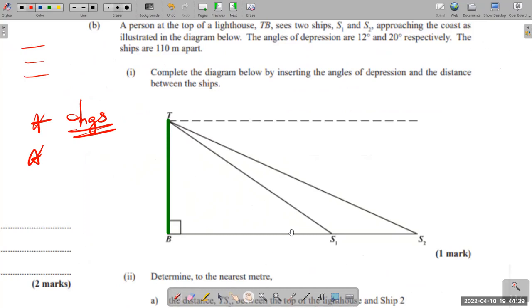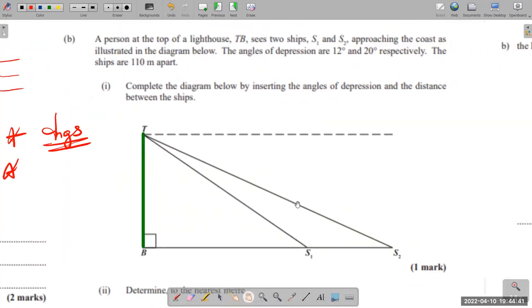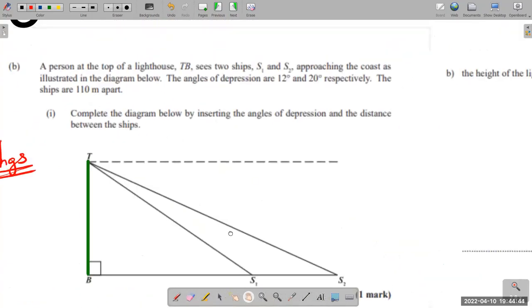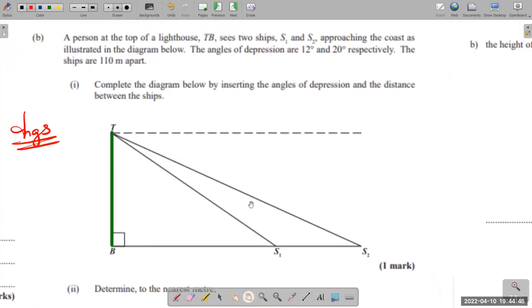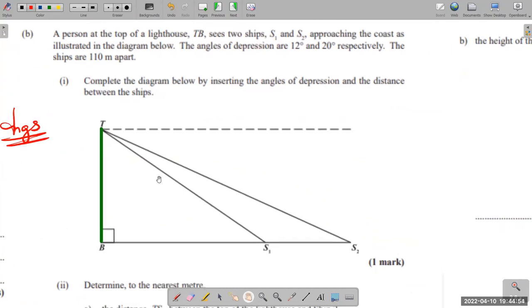Now, as we've noticed, there's no information on this diagram. That is the tricky part. That's where students go wrong, because they're unable to translate the information from words into the diagram. So let's do that together. A person at the top of a lighthouse. Let's ask this question: is it depression or elevation if the person is at the top? Remember, it's depression, because if the person is at the top, they're going to be looking down.